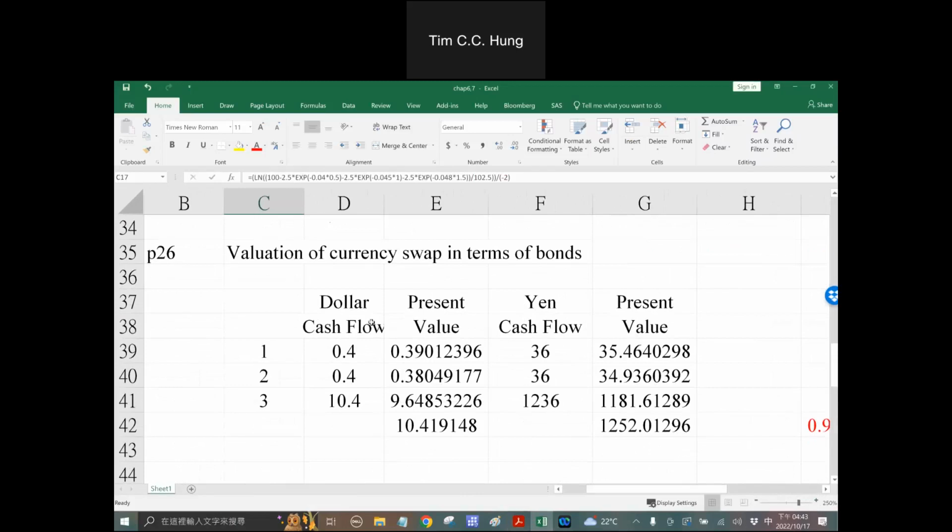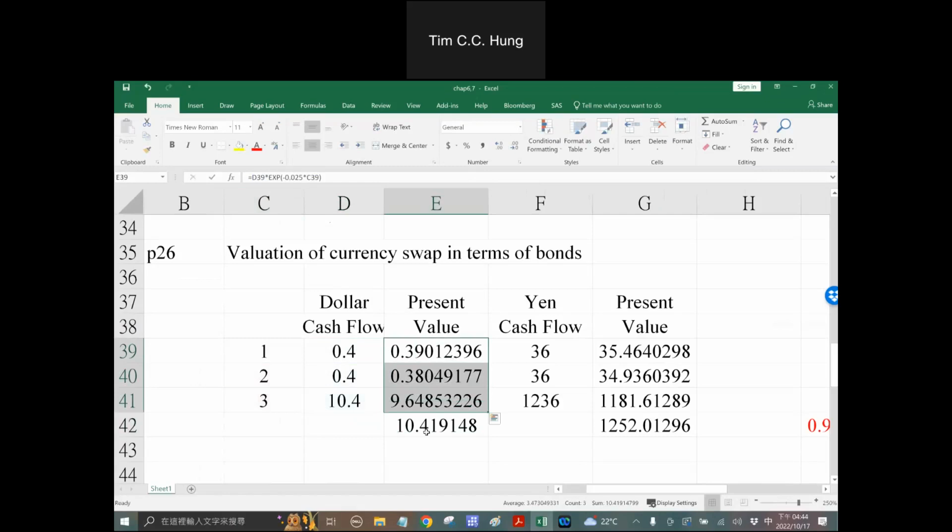So here, the dollar cash flows are 0.4, 0.4, 10.4. The interest rate is 2.5%, discounted for 1 year. The 0.4 million US dollar outflow in a year has a present value of an outflow of $0.39 million today. The $0.4 million outflow in 2 years has a net present value of this much at present. And the 10.4 million US dollar outflow in 3 years has a net present value of this much.